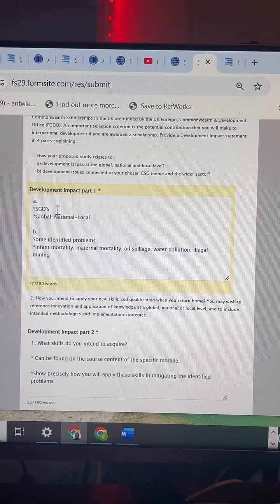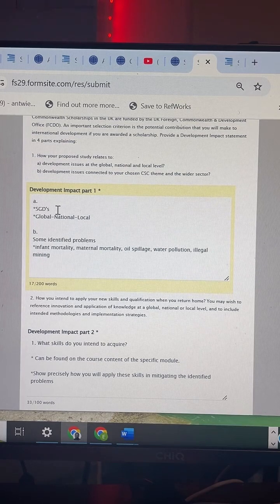So now it's up to you to have an extensive brainstorm and write out a lot of things that you can be drafting these essays about: developmental issues at the global, national and local level. An example that one of the candidates discussed was maternal mortality. They started by saying that with the Sustainable Development Goals, they've seen that maternal mortality is one of the things considered in the third one.